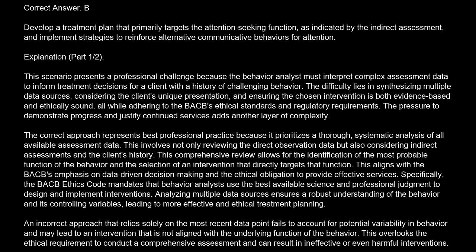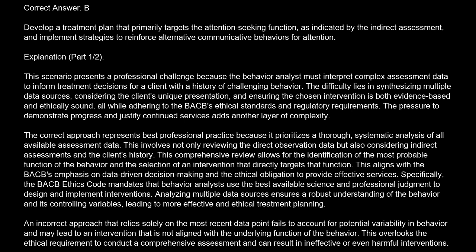The correct approach represents best professional practice because it prioritizes a thorough, systematic analysis of all available assessment data. This involves not only reviewing the direct observation data, but also considering indirect assessments and the client's history. This comprehensive review allows for the identification of the most probable function of the behavior and the selection of an intervention that directly targets that function. This aligns with the BCBA emphasis on data-driven decision-making and the ethical obligation to provide effective services.